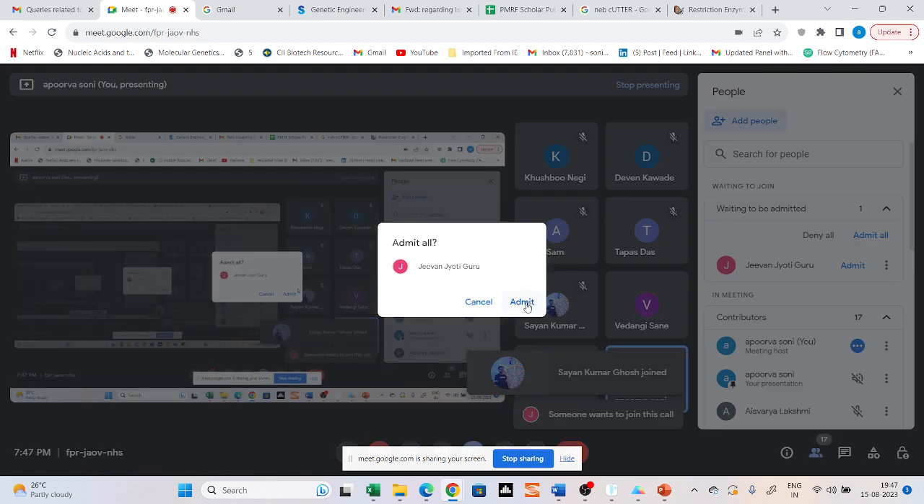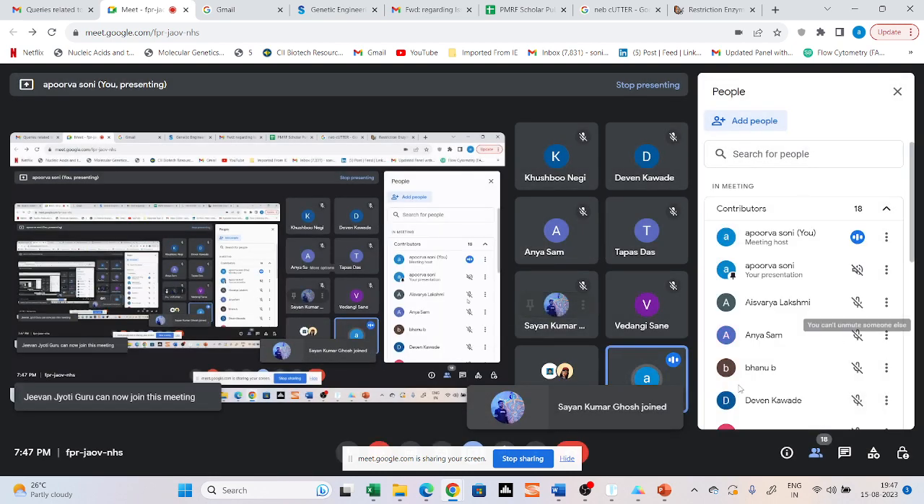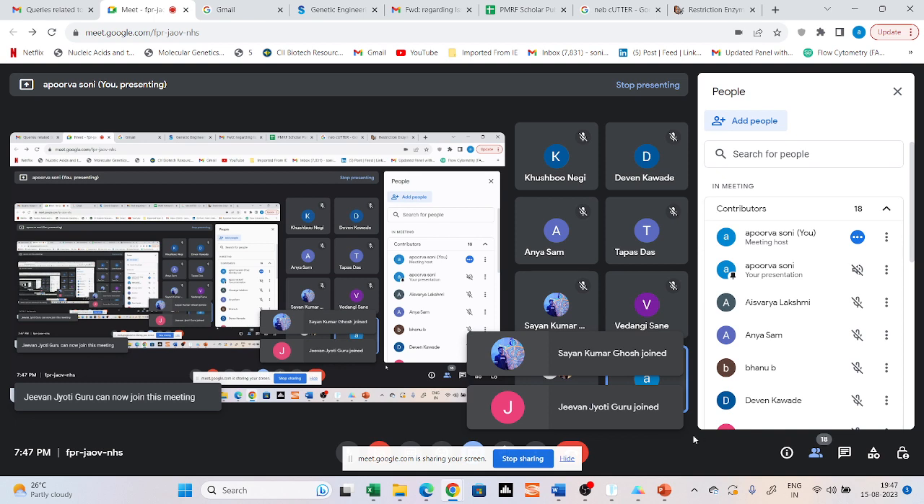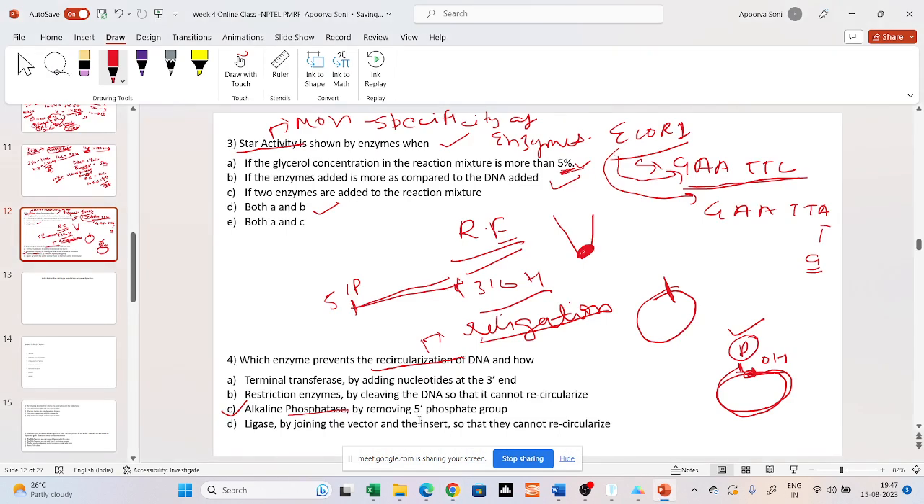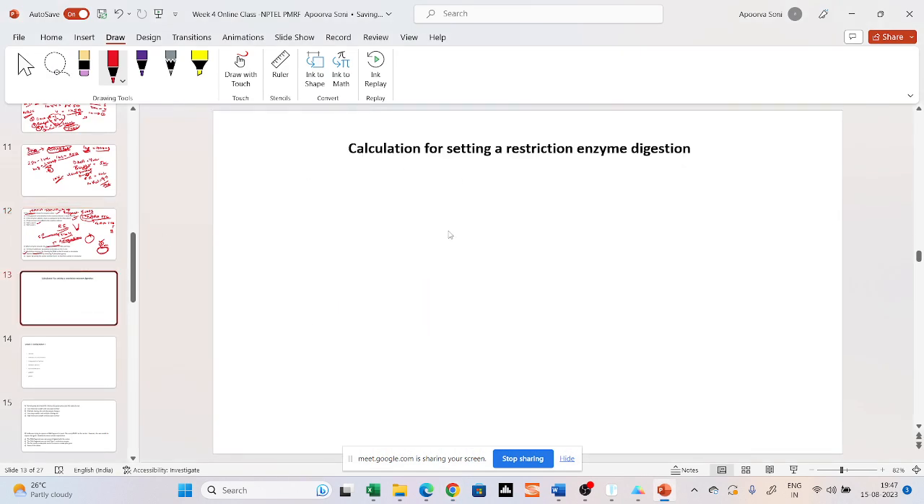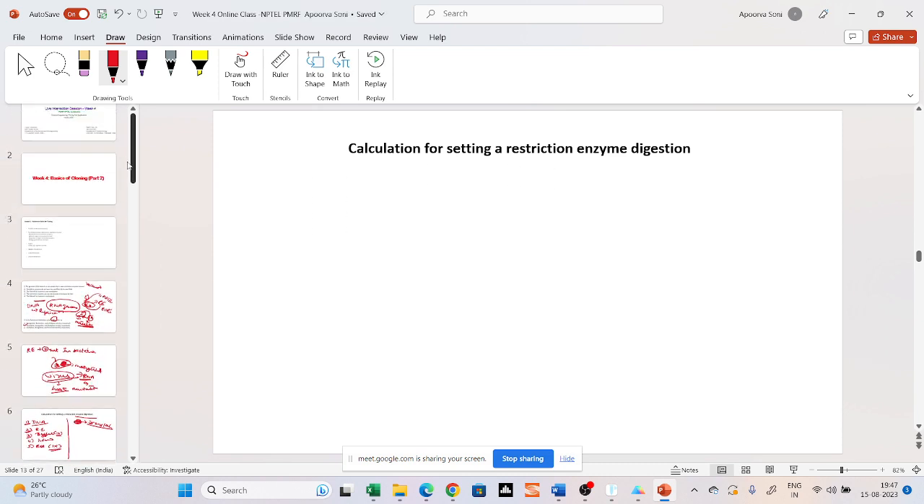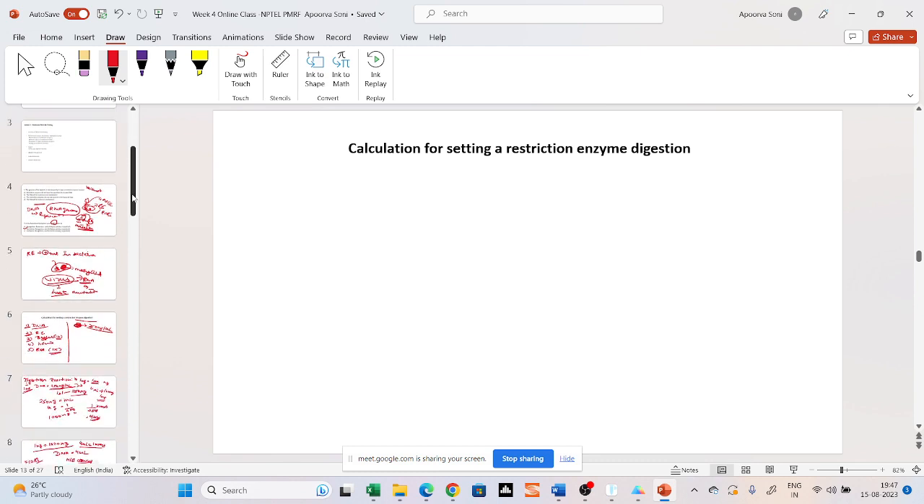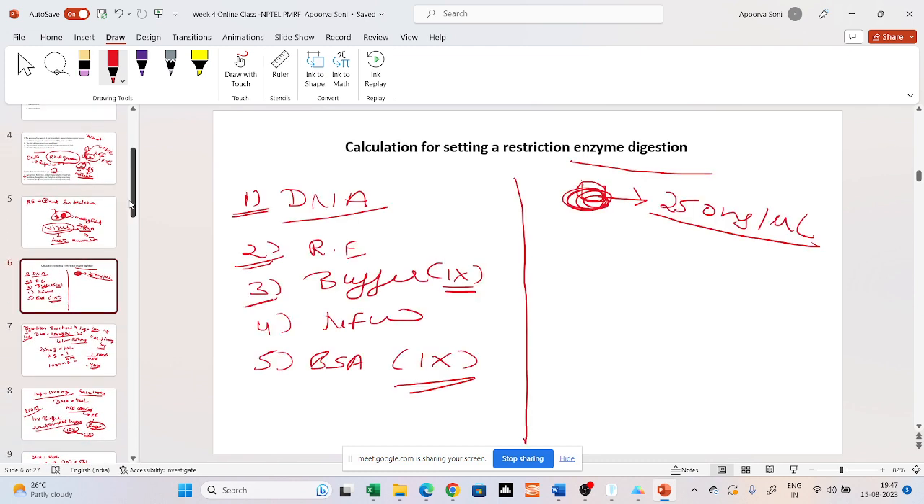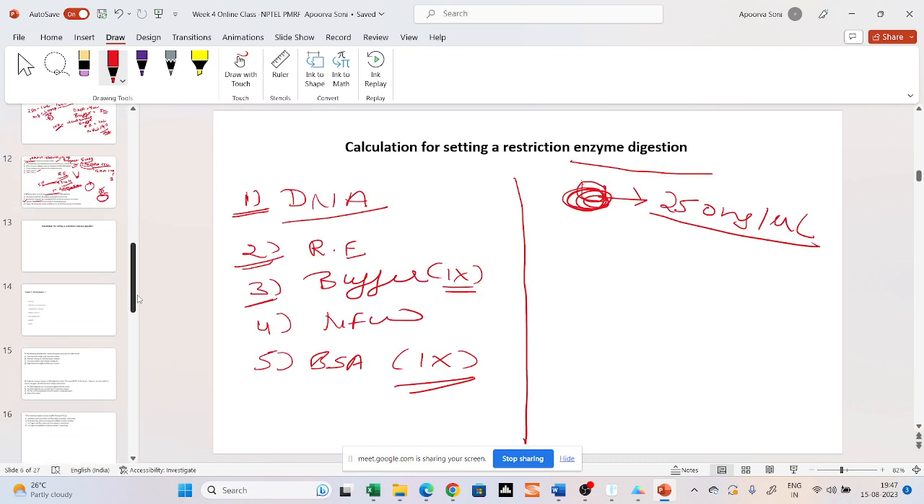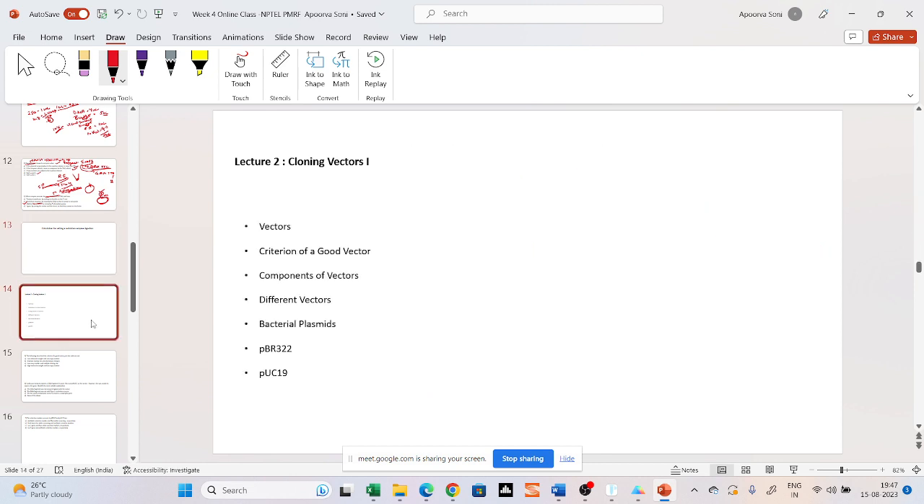Yes, ma'am. Okay. Now we'll go to the next question. So this is the calculation for set A. This should be ligation. We have already discussed digestion. We will discuss ligation at the end. First, we'll do the questions.